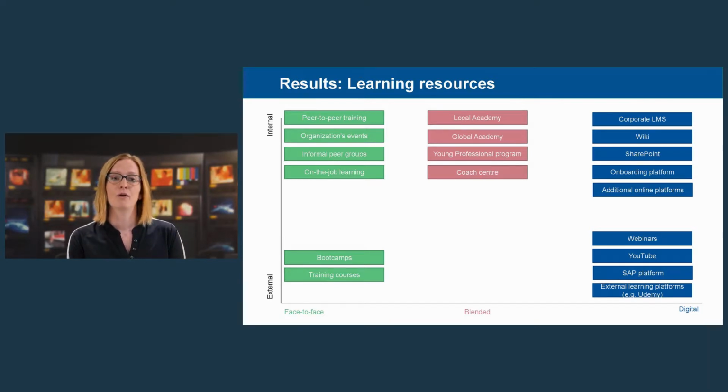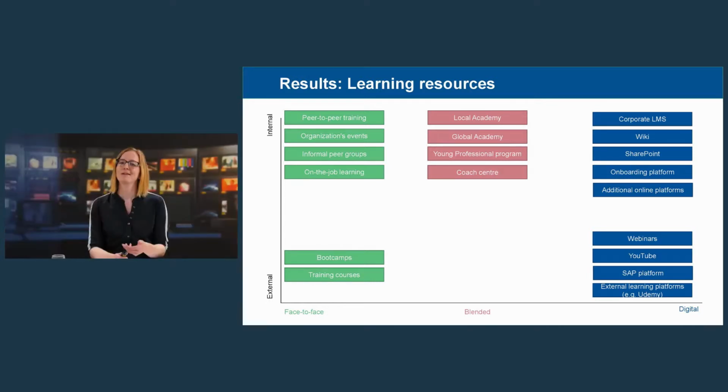Think of communities, peer-to-peer training. There's also a blended kind of resources, such as really academy trainings, really young professional programs. So if you are not that experienced yet in work, you probably get a boost program. And at the other side of the line, you have the digital learning resources.